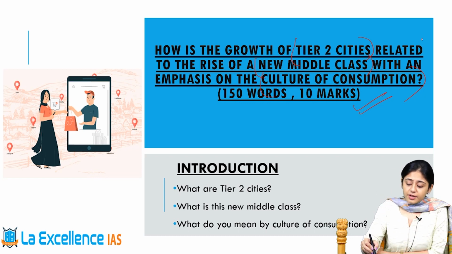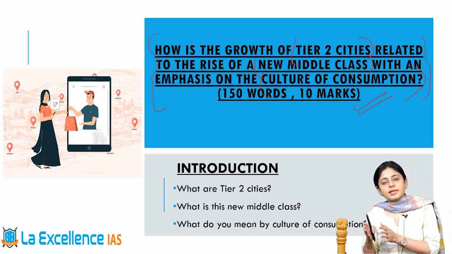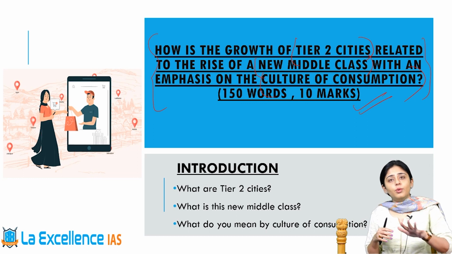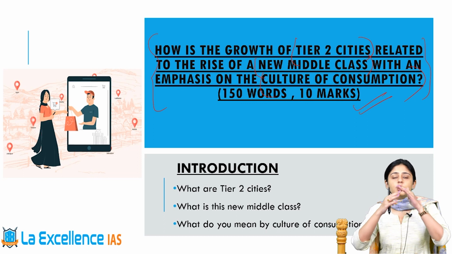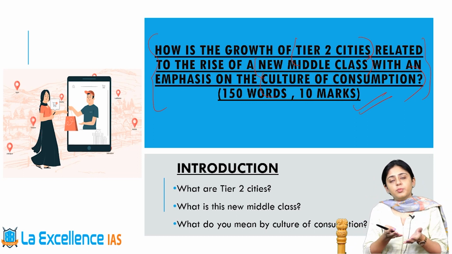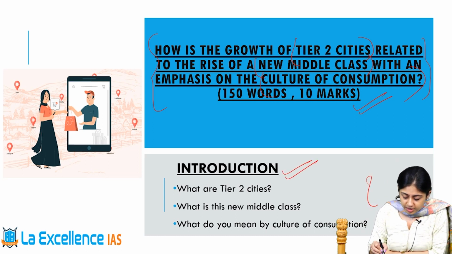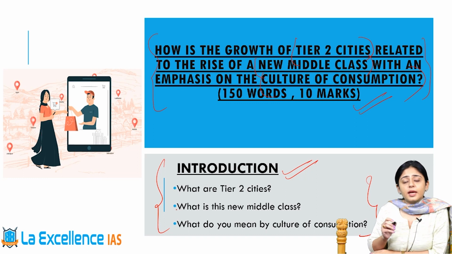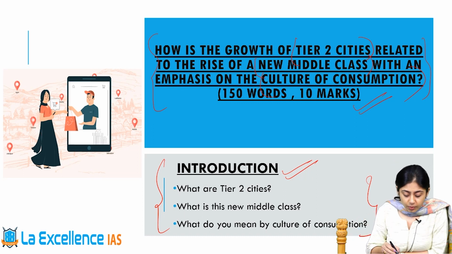There will be no problem in generating points if you understand the question. So try to divide your answer like this only, right? You have to connect tier 2 cities, this new middle class, and the culture of consumption. It's not about only tier 2 cities, or only the new middle class, or only the culture of consumption. You have to create this holistic ecosystem and relate all these 3 points and discuss, right? So ask yourself these 3 questions. Pause the video, do some brainstorming, and then you can see the further video.